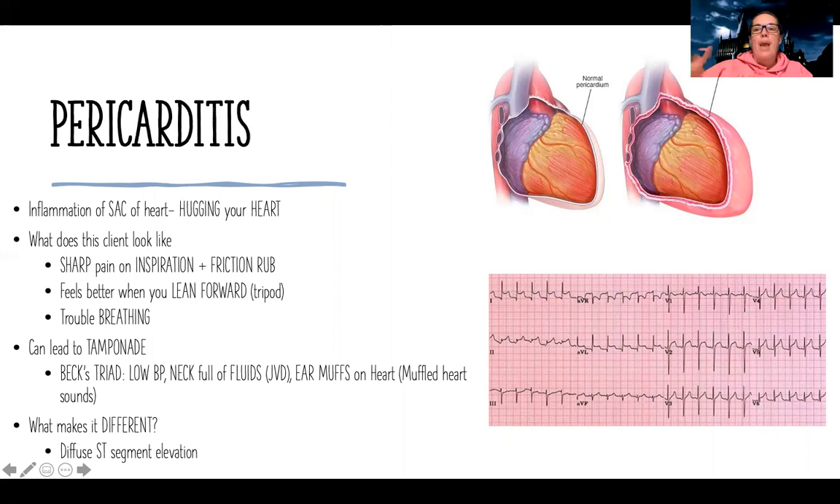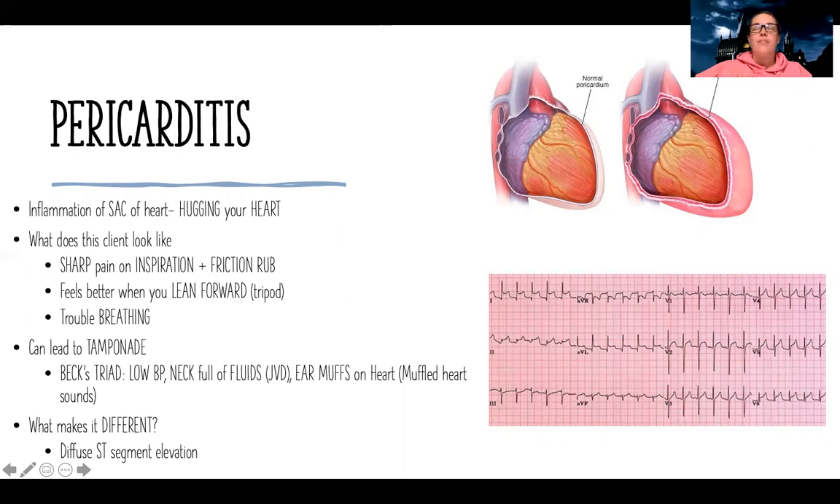They have sharp pain, especially when they take a breath in, or inspire. It hurts to take that deep breath in. And you're also going to notice a rub. There are two types of friction rubs. There's a pericardial friction rub, which is a heart friction rub. And there's also a lung friction rub, which is called a pleural friction rub.